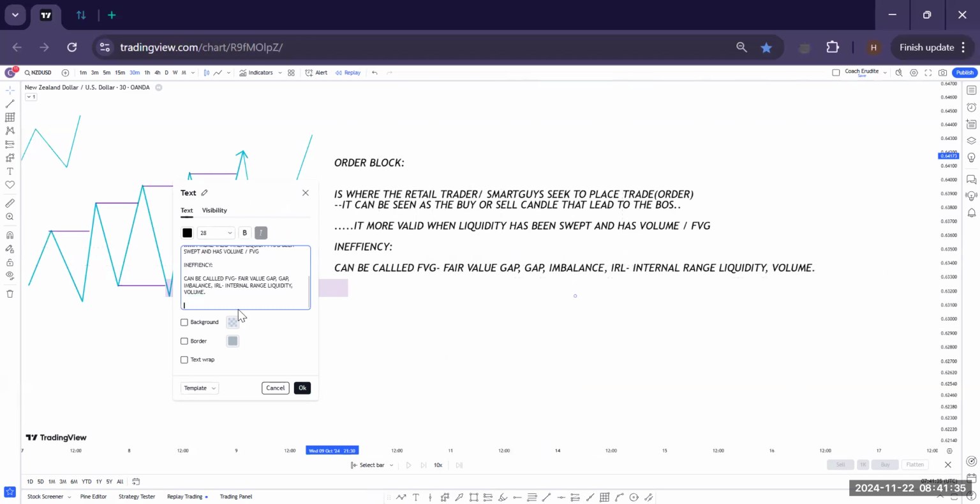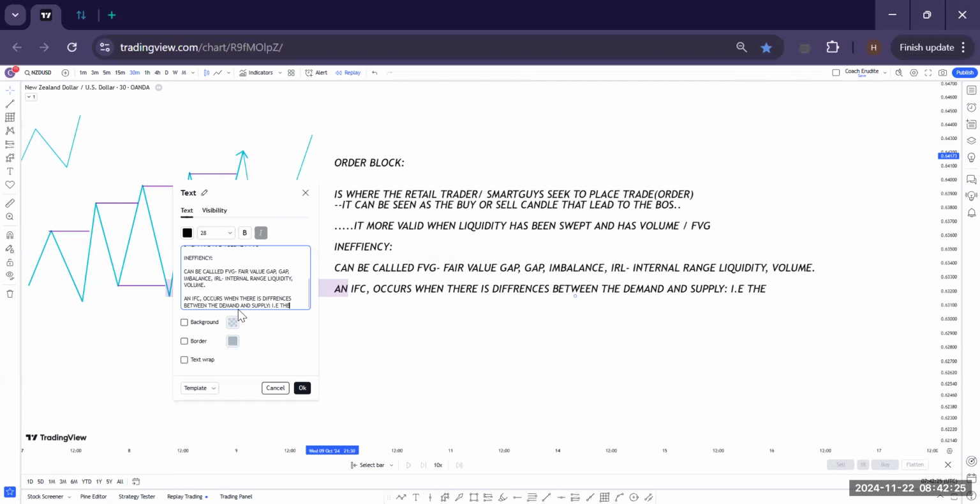Now, how do we define inefficiency? Or let me use IFC. An IFC occurs when there are differences between the demand and supply, that is, the buyer and the seller.